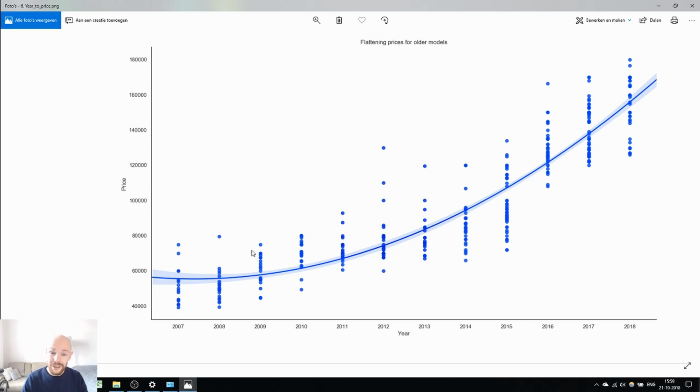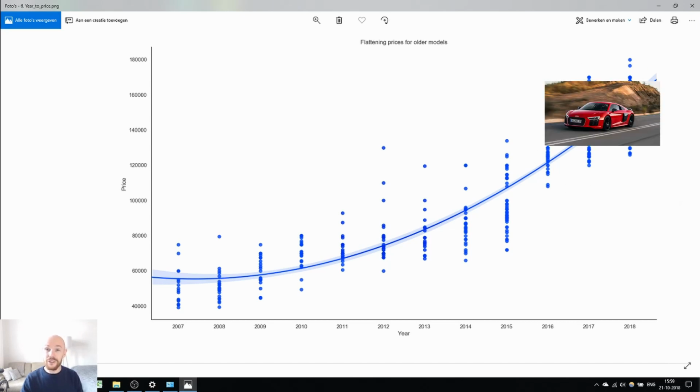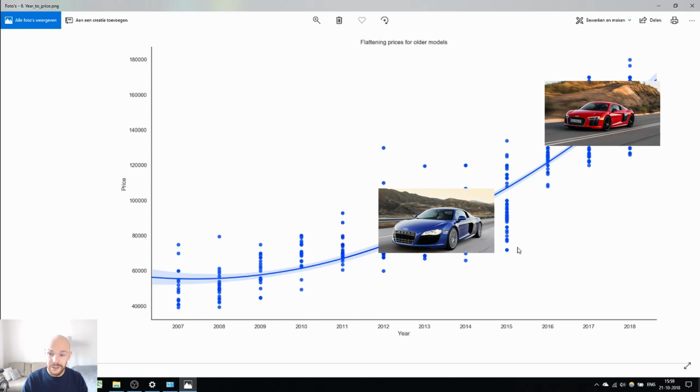What's interesting about this graph is, first of all, that you can see a clear category here on the right top. You can clearly see that the newer cars are priced exceptionally high. Second, you can see that there seems to be another category in the middle here, meaning from 2011 till 2015. Finally, there seems to be a third category for the oldest cars from 2007 till 2010.